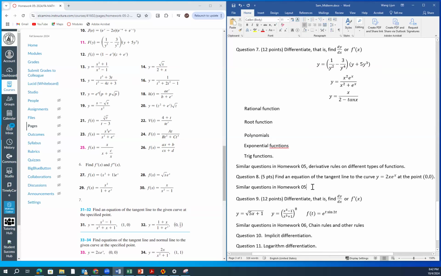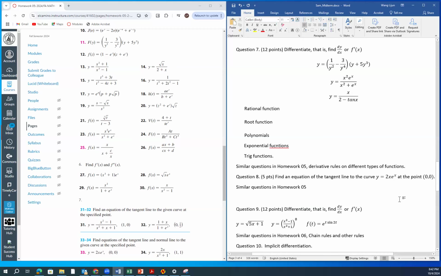And also finding tangent lines. We've done some examples in class. So find an equation of the tangent line to the curve at a given point. You need to know how to do these by finding the derivative, and then finding the slope, and then finding the line equation, right? So you find the slope of the tangent line by taking the derivative, by the derivative function.